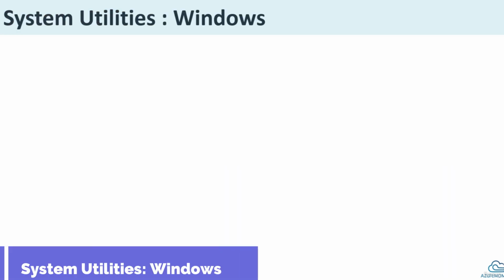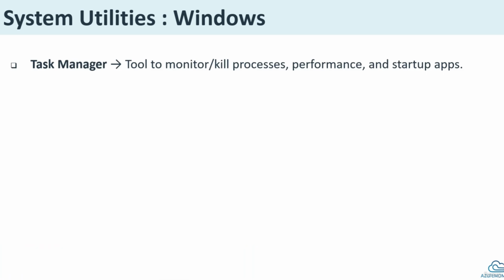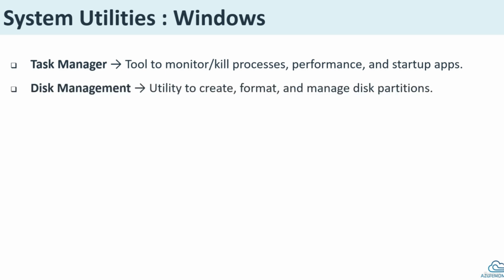System utilities in Windows. Task Manager. Task Manager checks running applications, stops frozen programs, and shows CPU or RAM usage. Disk Management creates or resizes disk partitions and formats drives, like USB and hard disk. CHKDSK is a command to check and repair disk errors. It scans your hard drive for errors and fixes them. It runs in the command prompt.